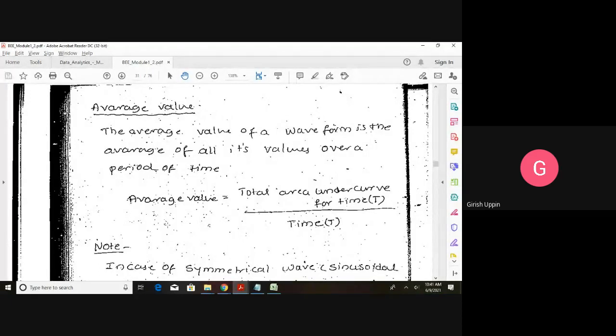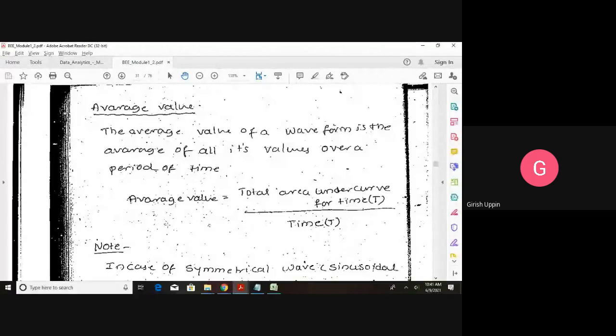And what is a symmetrical waveform? Symmetrical waveforms are those waveforms where the positive cycle is exactly the same as the negative cycle. So the average over one cycle will become 0. That's why we take only the half cycle. And this statement is true for any kind of symmetrical waveform, meaning the positive cycle is the same as the negative cycle. If it is a non-symmetrical waveform, then we will take the average of the complete cycle.